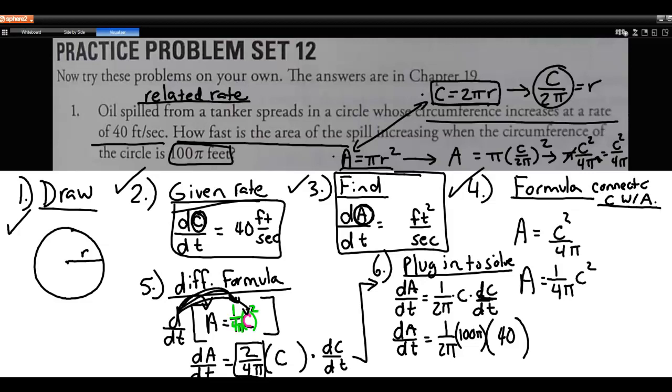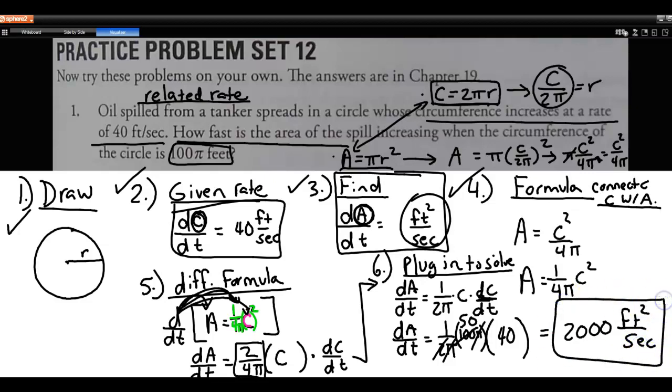And then all I have to do is simplify. So the pi's are going to cancel, and the 2 can go into the 100 50 times. So all I'm left with is 50 times 40, which is 2,000. And we decided that was going to be square feet per second when we were all done. And there's our final answer.